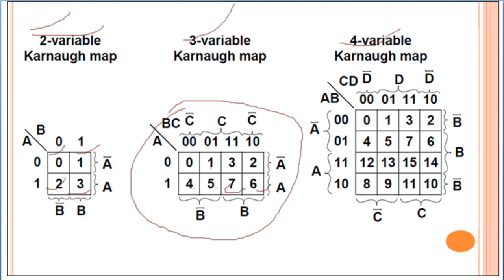Now, as I told, there should be a single bit difference between the identity of two adjacent cells. In this slide, these are the unique identities of the cell with respect to 2 variable, 3 variable and 4 variable. Now if we take the example for 4 variable, we have total 16 cells, and the identities of these cells are 0, 1, 2, 3, 4, 5, 6, 7, 8, 9, 10, 11, 12, 13, 14, and the last one is 15.